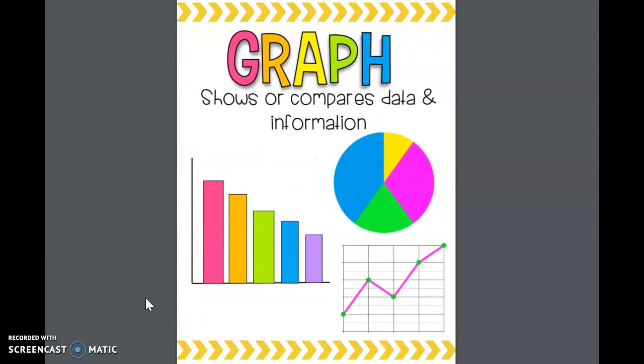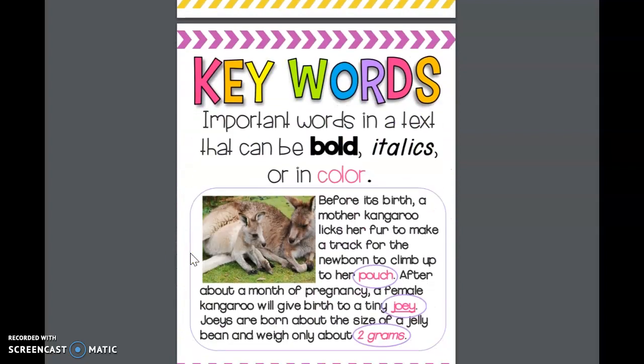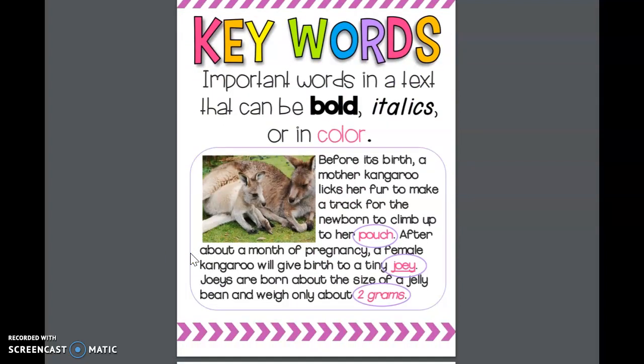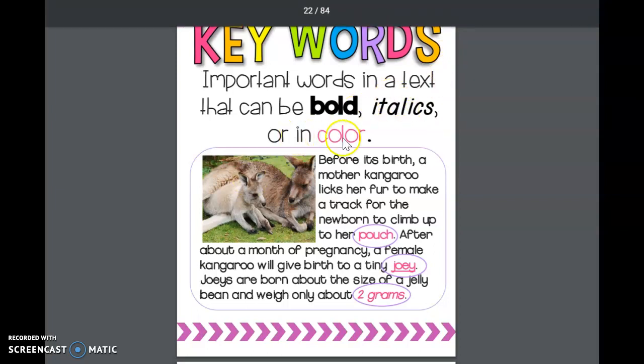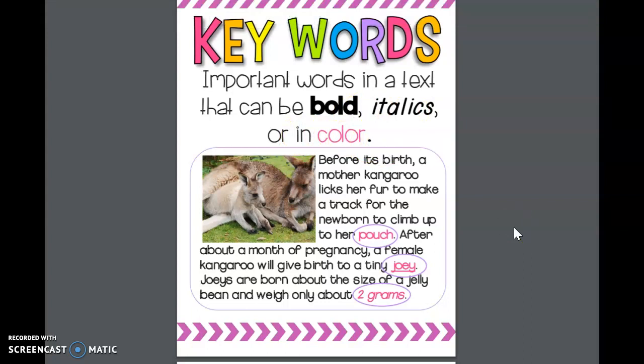A graph is another graphic feature. It shows or compares data and information. We talked about bar graphs. Okay, this is one type of graph. Keywords are important words in a text that can be bold, italics, or in color. So these important words, the author wanted you to know these words. That's why the author puts bolded or italicized or words in color.